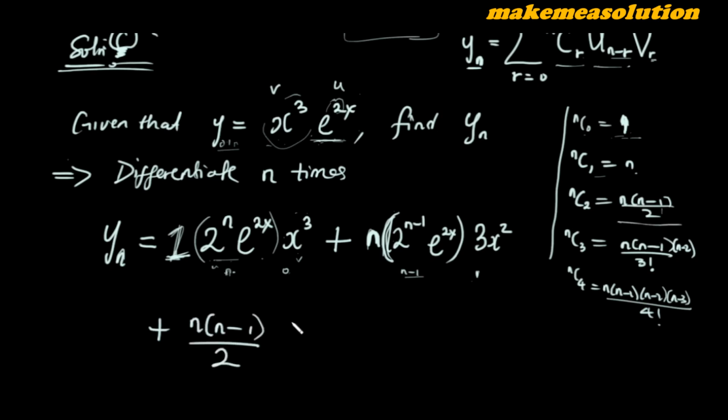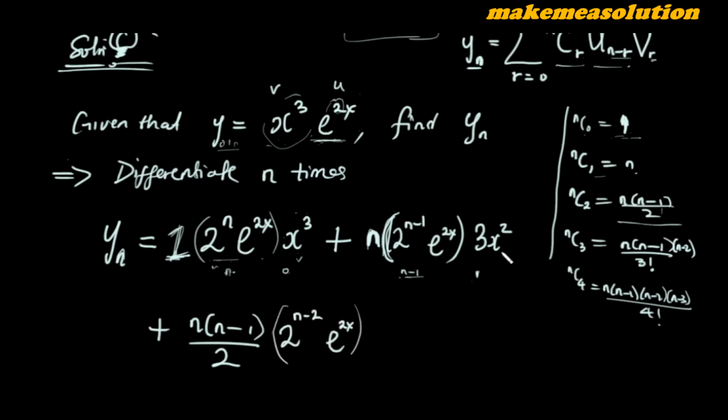Okay, don't forget your combinatorial coefficient. Now that you have this combinatorial coefficient, you now reduce the order of differentiation of your u. You differentiated n minus 1 times in this term, so you need to differentiate n minus 2 times. So it will just take the same pattern, which is 2^(n-2) exponential 2x.